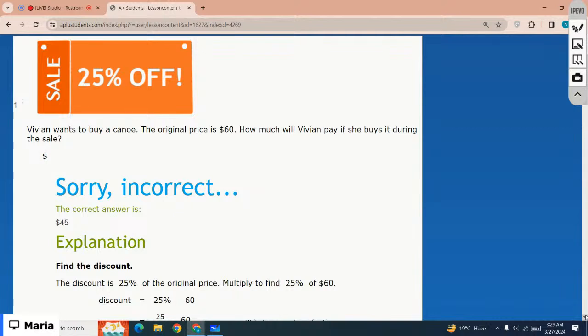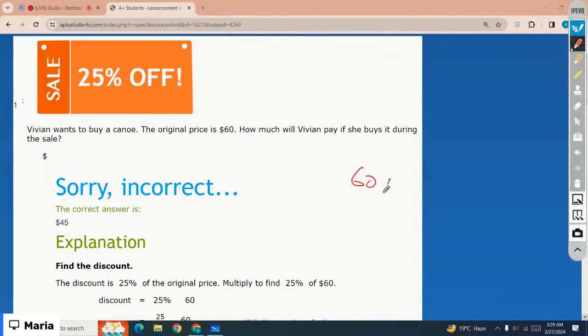So you simply need to do 60 times 0.5, right? So just do 60 times... Okay, here it is. You have to do 60 times 25%, right? So 60 times 25 over 100.